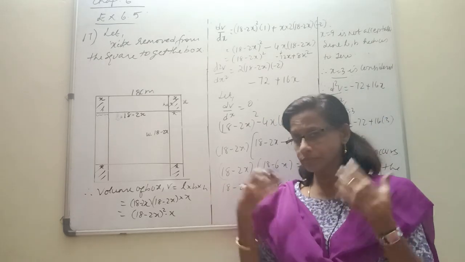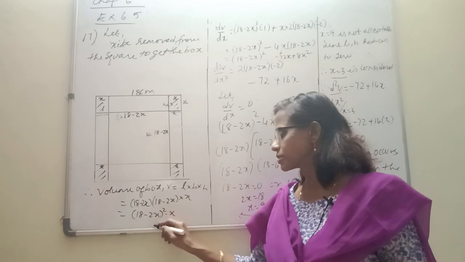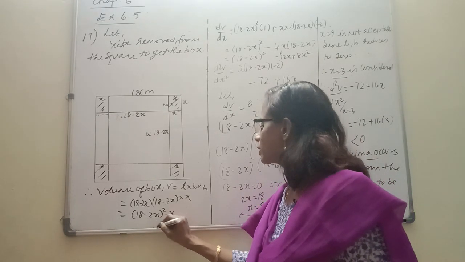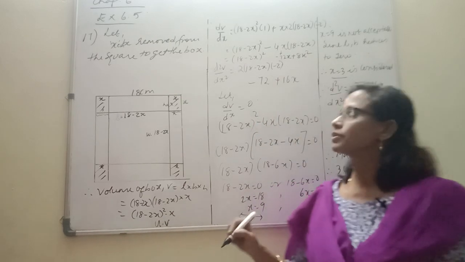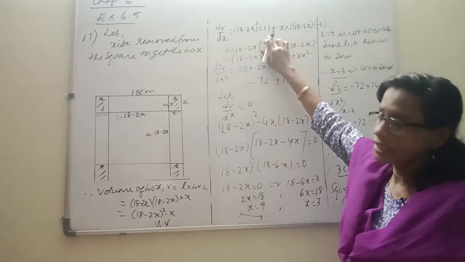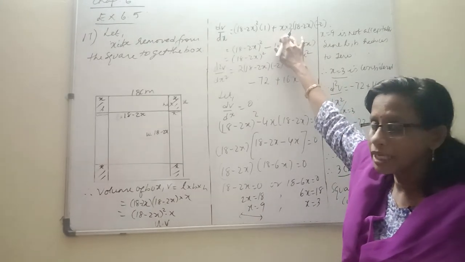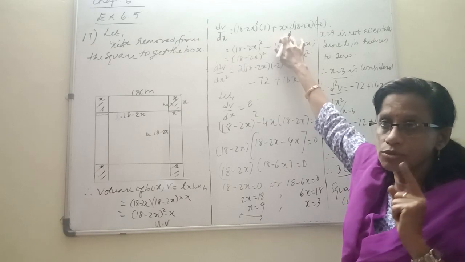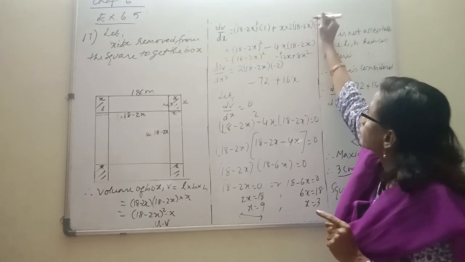Now, since you are gaining perfection in derivatives, you can treat this as a product, u times v, and then you can work out the first function as it is. So 18 minus 2x the whole square as it is, derivative of x is 1. Then x as it is, derivative of 18 minus 2x the whole square. There you have to be careful. For 18 minus 2x the whole square, the derivative of the exponent is going to be 2 times 18 minus 2x raised to 1. That's the derivative of the exponent.